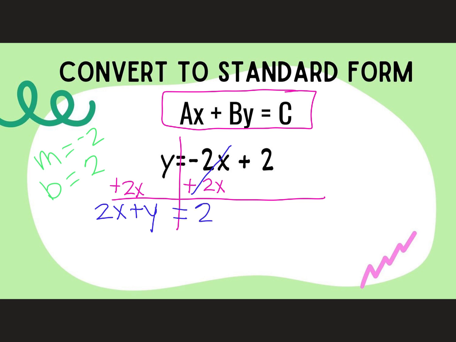Now, look at your equation. Is this in standard form? Well, I have my a, x, my b, y, and my c. All of them are integers, and my a value is a positive number. So this you have now converted to standard form.